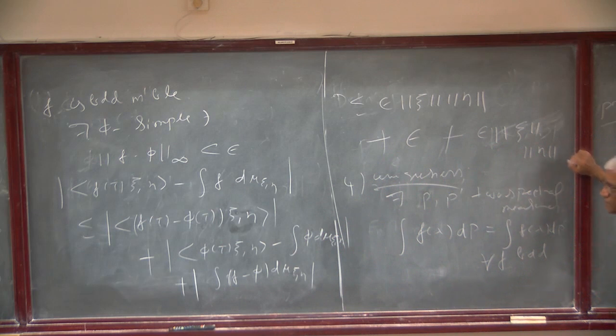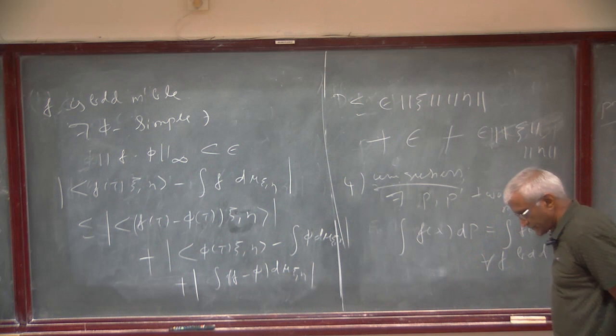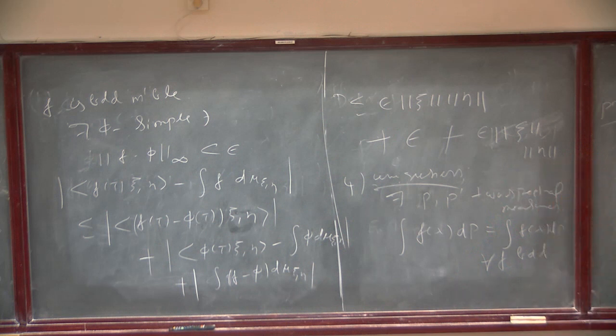What do we have to prove? We have to prove that P is equal to that. Suppose there exist two spectral measures. No, what is that statement? There is no statement, no?